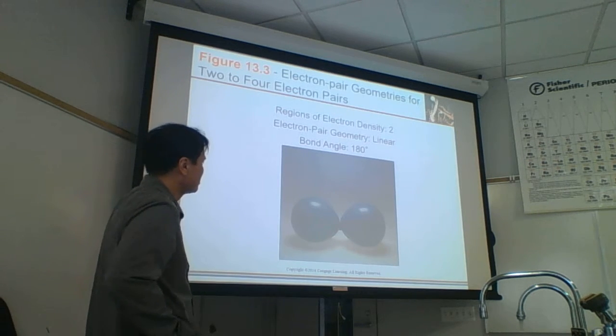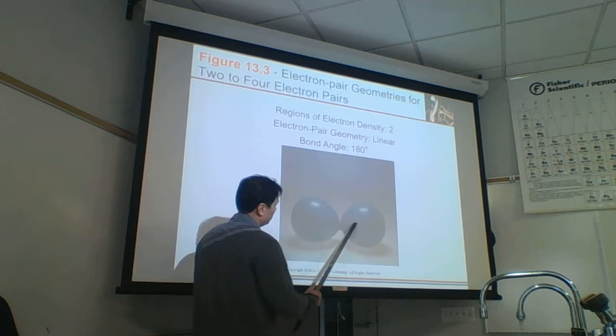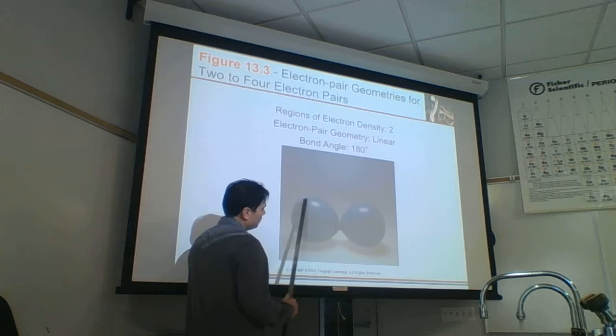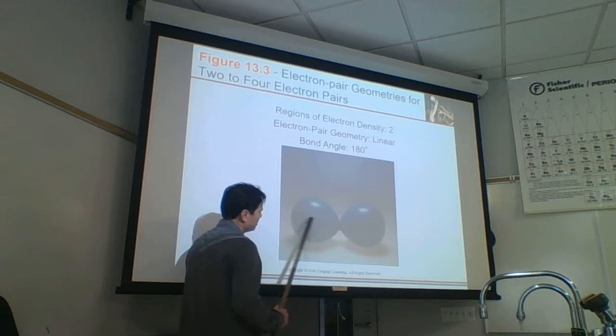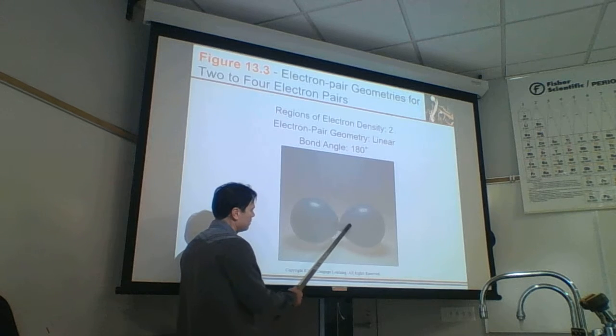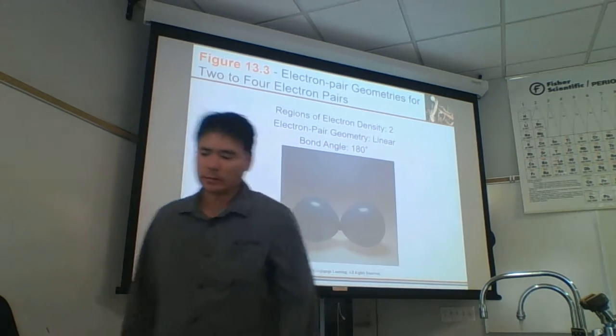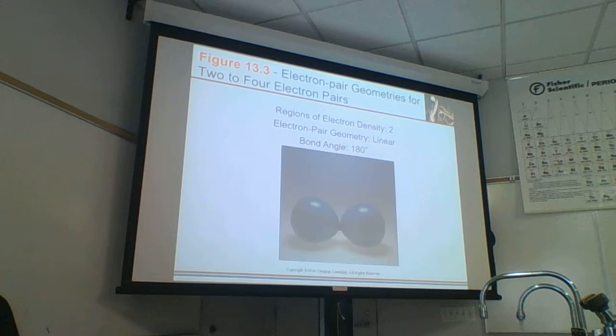So when we look at this on here, this is a linear EPG. We have 2 groups. Now the balloons aren't always the same size. You have single bonds, and double bond, double bond, double bond, single bond, triple bond, single bond. So the balloons don't have to be the same. But regardless, if we have 2 balloons, they're going to be at 180 degrees apart from each other.